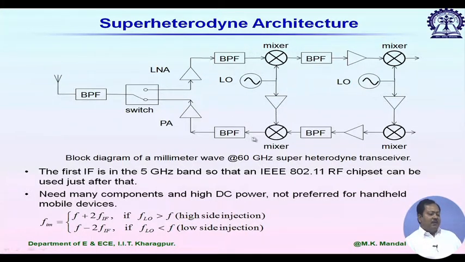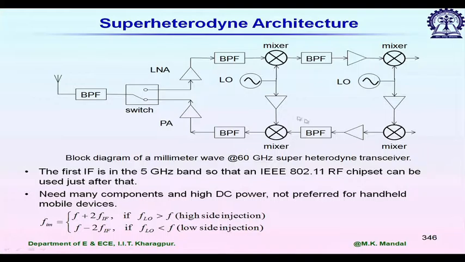For this particular example, working at 60 gigahertz, the first mixer down converts the 60 gigahertz signal to the 5 gigahertz band, and the right hand side mixer then produces the baseband signal from that 5 gigahertz band. So why is 5 gigahertz chosen? Because at 5 gigahertz we already have popular applications, and IEEE 802.11 chipsets are already available for it. So we can directly use them. We don't have to design any new chips for this.